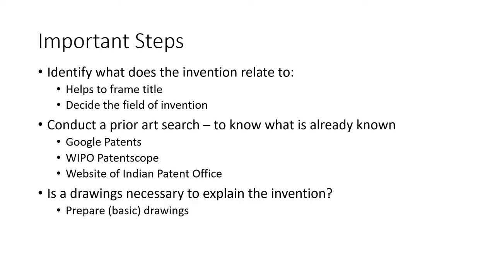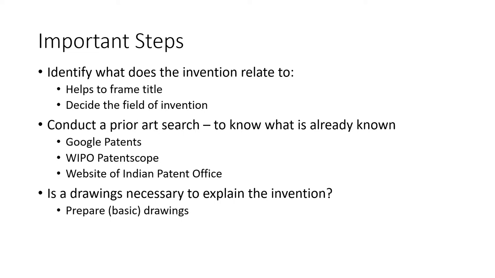So what are the important steps before you go into drafting a provisional patent application? You identify what the invention actually relates to. Since this is your invention, you would already be aware of what it relates to. It might be a product to do some innovative work, or it might be a process to do something, or maybe a composition of a health product. So you need to identify what your invention relates to. It also helps you frame a title of the invention when you are going into the drafting of the provisional patent application. It also helps you decide the field of the invention, as to what technology field the invention relates to.